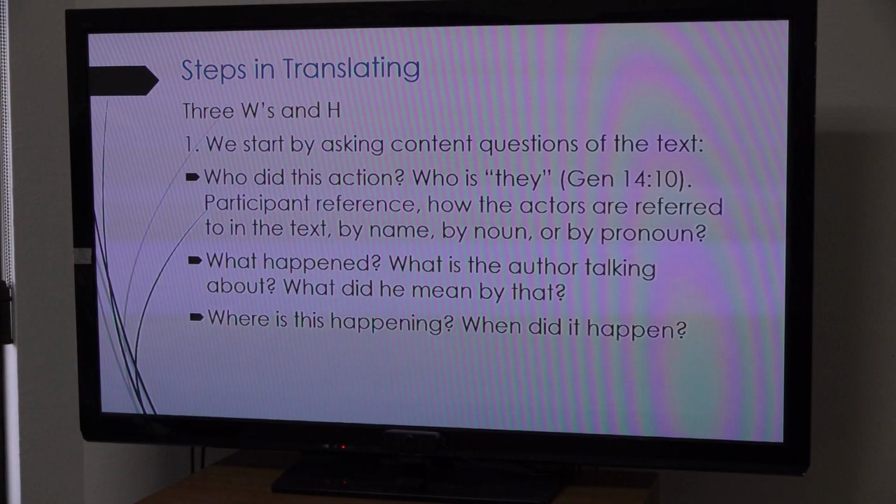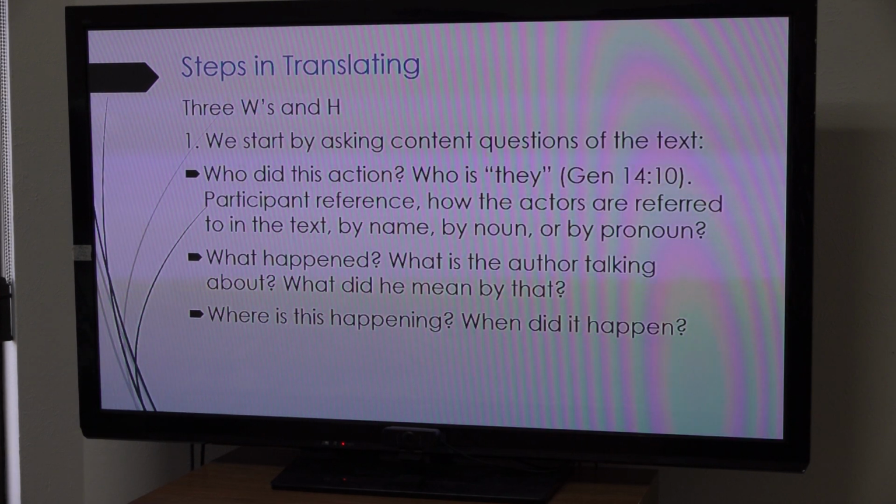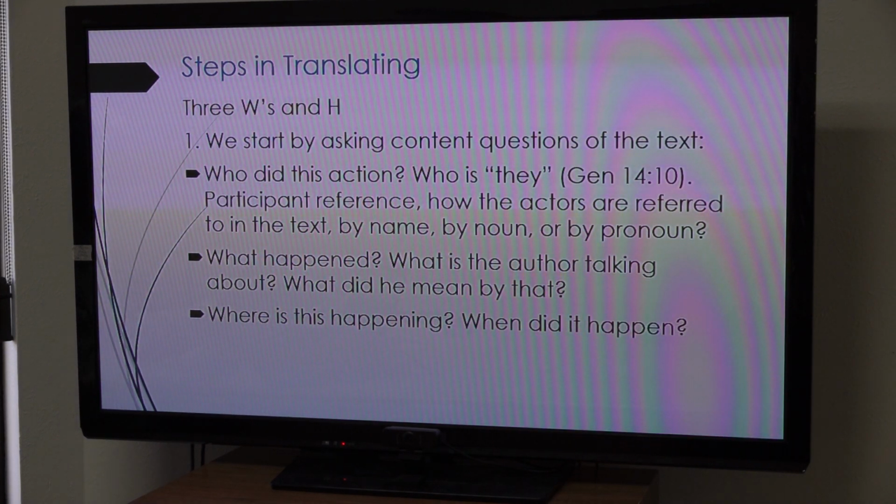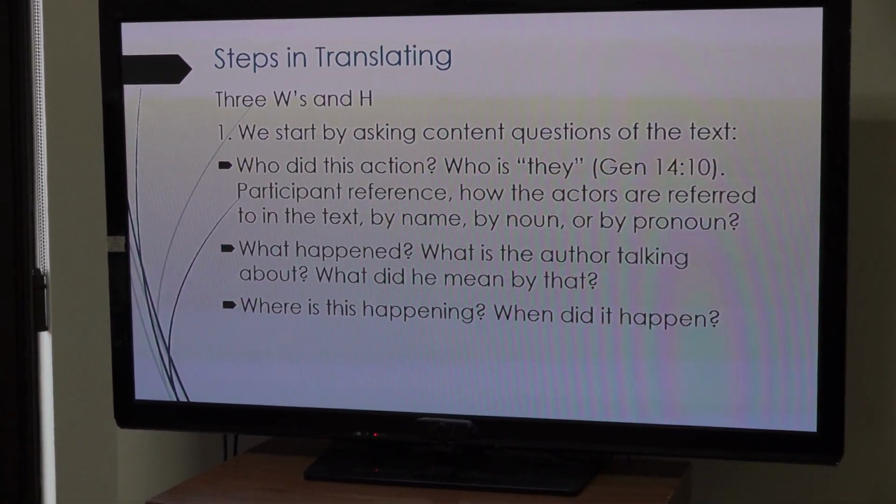So, what did the author mean by that? Where is this happening? And when did it happen? So we ask these questions to see, do we have at least some general orientation to the setting of where it happened? Where were they? What time of day was it? All of those issues can help us to then understand what's going on in the text. Again, we need some kind of frame of reference, some kind of overview, or some kind of mental picture of what's going on, so that we can then make sense out of what it is that we're reading.